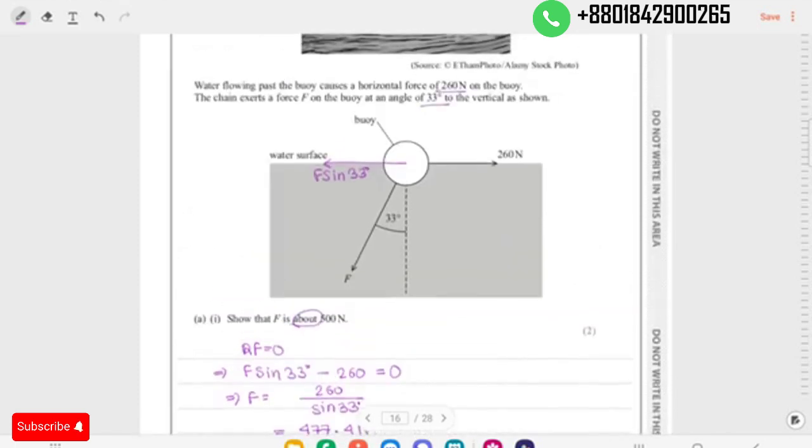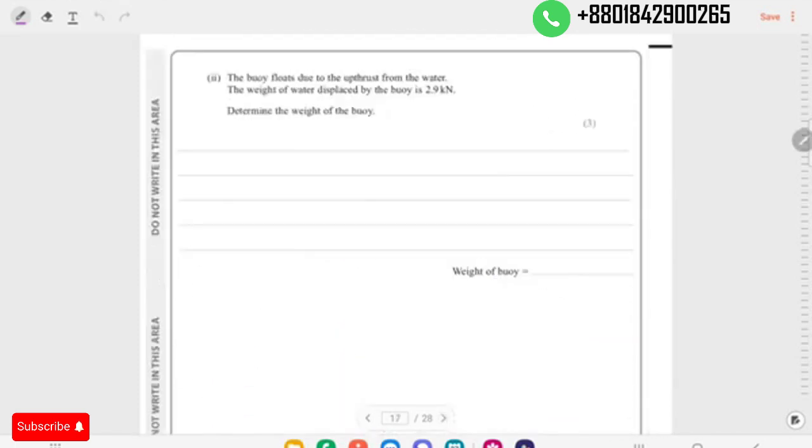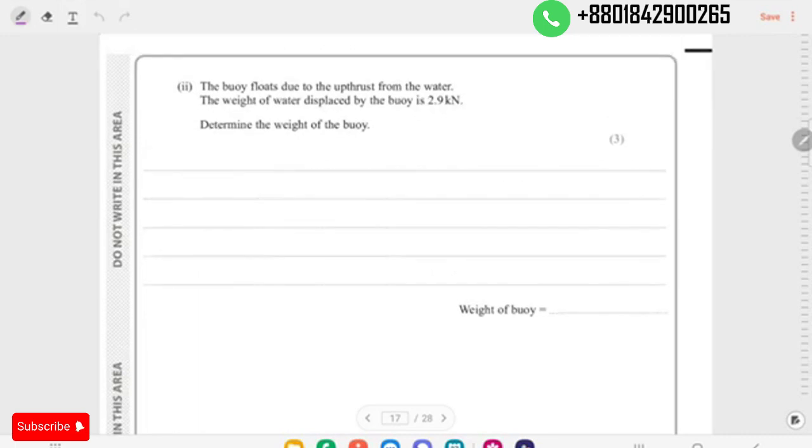Okay, this was it for 16A1. We'll move on to 16A2. The buoy floats due to the upthrust from the water. The weight of the water displaced by the buoy is this much. Determine the weight of the buoy.